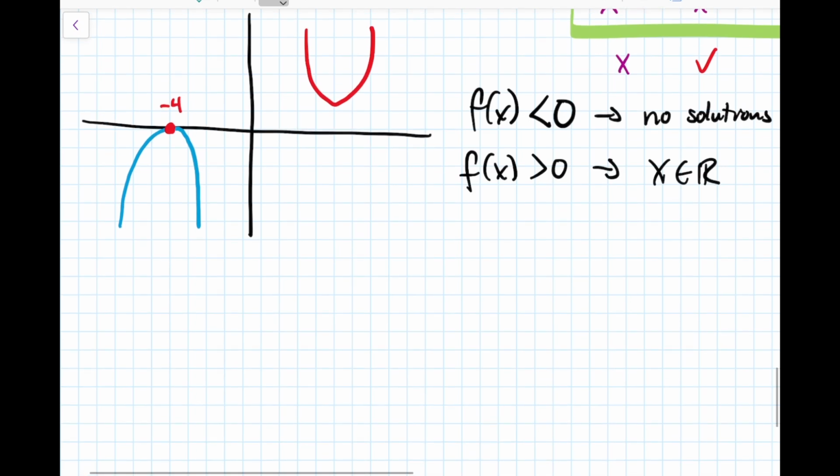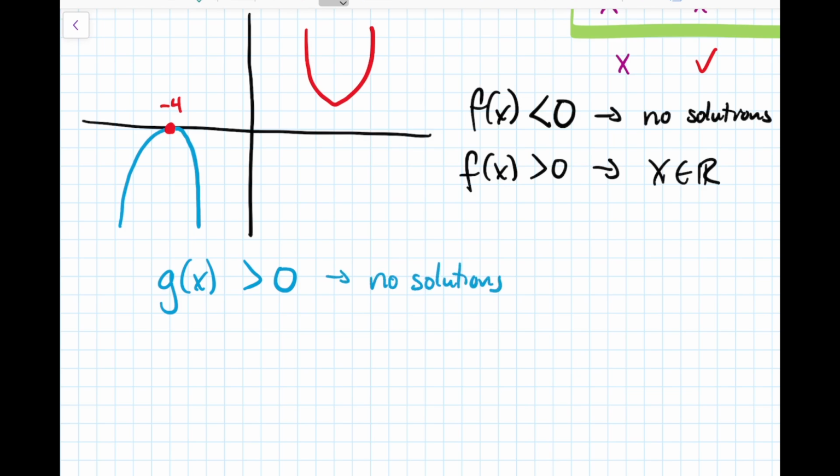So if I asked you where this thing was greater than 0, well, if you look at this thing, it's never above the axis, so this one is no solutions, never above the axis, never greater than 0. If I asked you where it was greater than or equal to 0, well, it is equal to 0 in one place. That's only going to happen when x is negative 4.